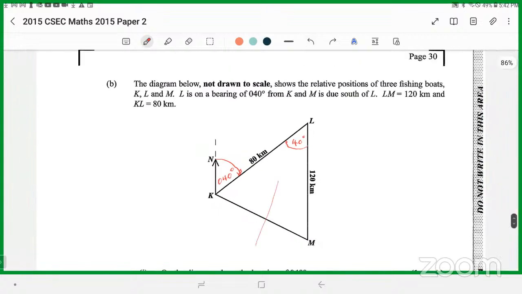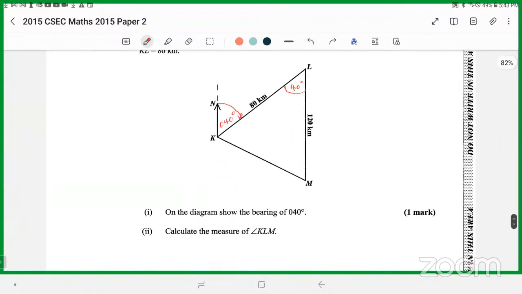And so we have an angle inside the triangle, so we can find this side now using cosine rule. This question is really very easy. That's what it wants us to do. It says on the diagram, show the 40 degrees, and that's what we did here. So that part is answered.